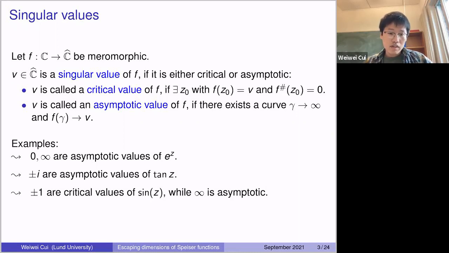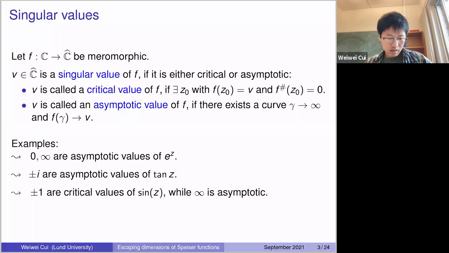We already know many examples of transcendental functions. For the exponential function, you have asymptotic values at 0 and infinity. For a meromorphic function like the tangent function, you have two asymptotic values but no critical values. For the sine function, which is entire, you have two critical values at plus and minus 1. At the same time, infinity is always an asymptotic value, and this is true for every entire function.